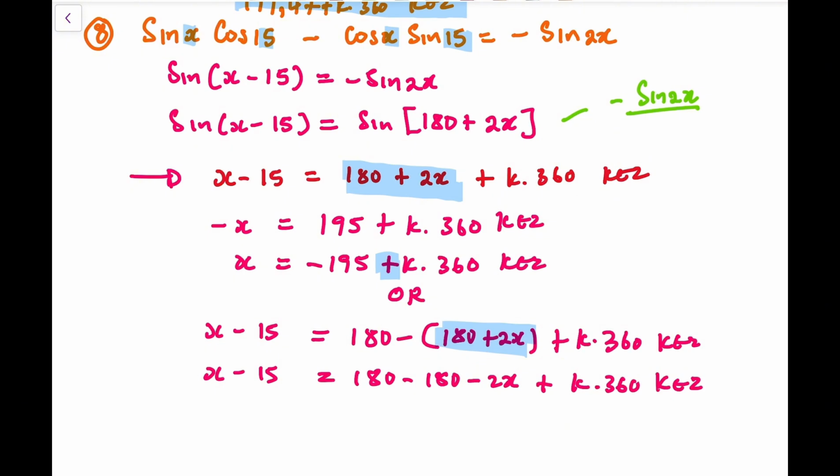Now, okay, 180 and 180, and then take 2x to the left. So you are going to have 2x plus x, it is 3x is equal to, take 15 to the right. This is 15, and then plus k multiplied by 360, where k is an element of all integers. And then we divide by 3 throughout. So x is equal to 5 plus k multiplied by, I think it's 120, where k is an element of integers. And then we are done.